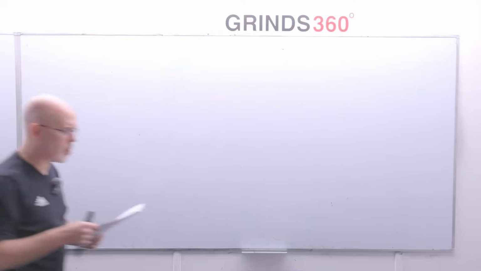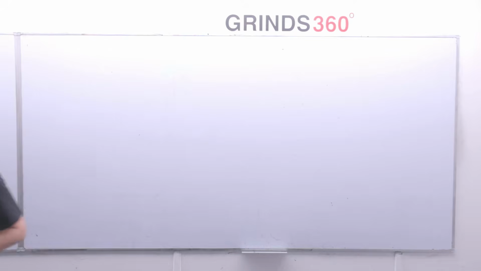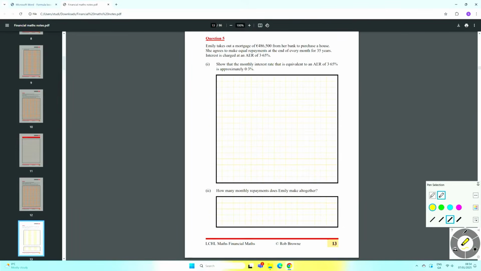Right, so on the next page. So let's have a look at question 5. So what do we got here? It says Emily takes out a mortgage of 486,500 euro from her bank to purchase a house. She agrees to make equal repayments at the end of every month. So it's like at the end of every month for 35 years. And interest is charged at an AE or an annual equivalent rate of 3.65%.